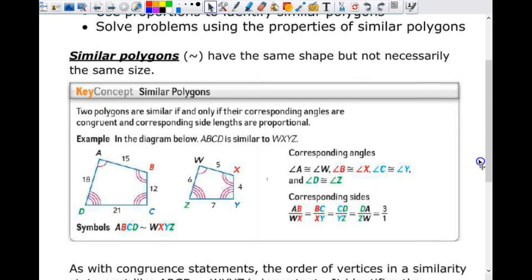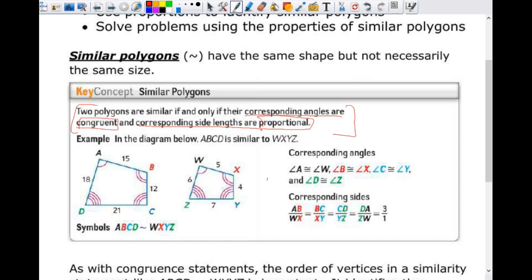I want someone to read to me this sentence right here. Who wants to read that for me? All right, what is it? Two polygons are similar if and only if their corresponding angles are congruent and corresponding sides are proportional. Perfect. The key out of this is they're similar if the corresponding angles are congruent and the corresponding sides are proportional. Sides are proportional, angles are congruent.